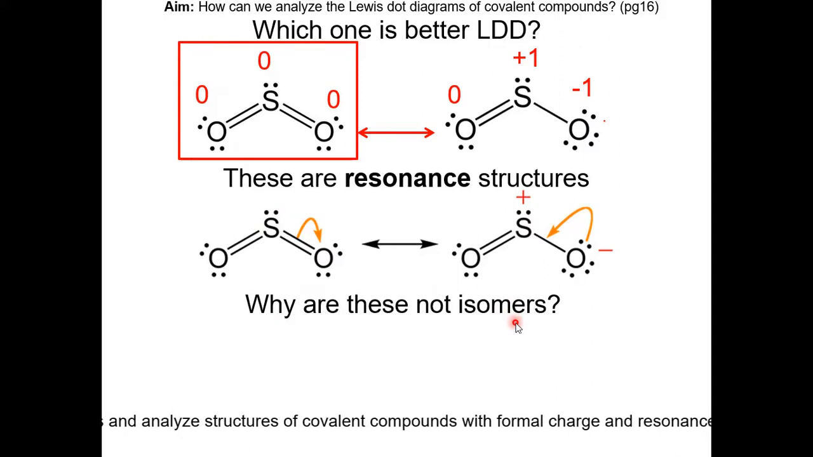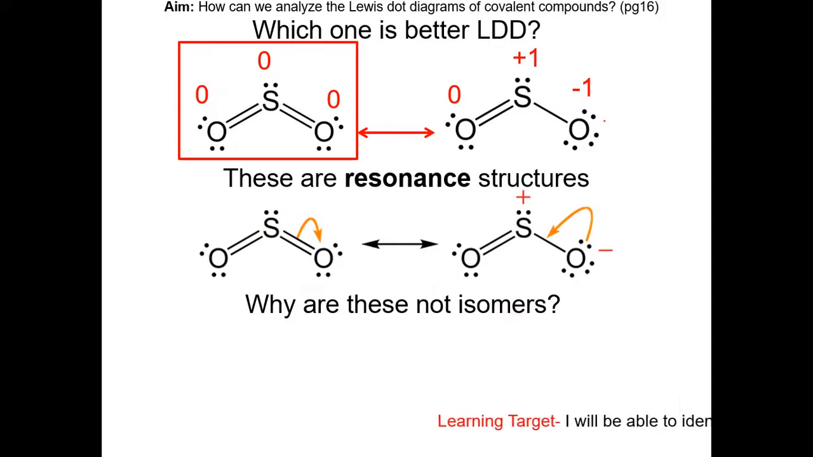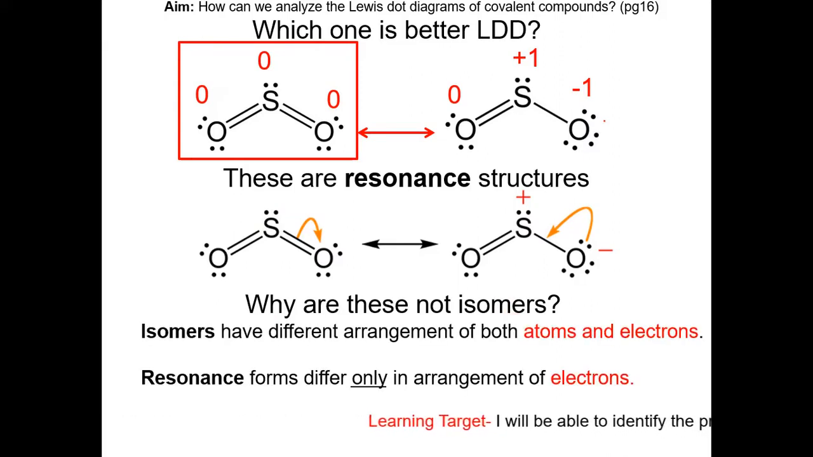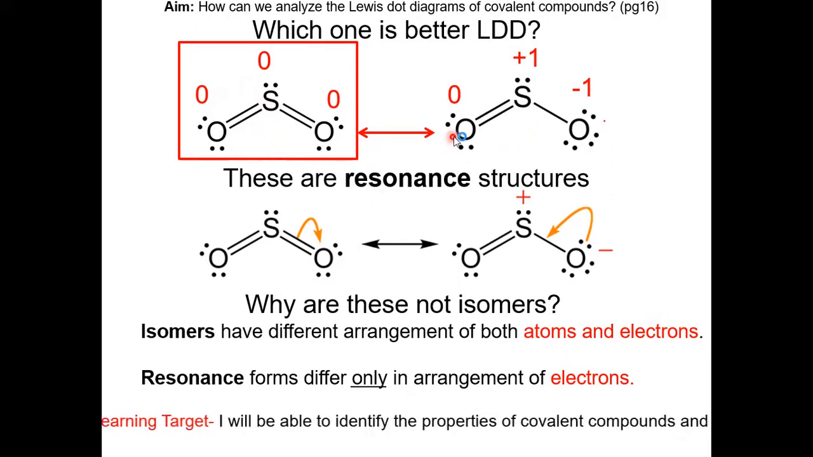So why are these not isomers? If you recall, isomers have the same chemical formula, but different structure in terms of arrangement of both atoms and electrons. If you look at these Lewis dot diagrams, their structures in terms of the atom placement are the same. They're placed in the same order, but they differ in the arrangement of the electrons. That's why they're called resonance.